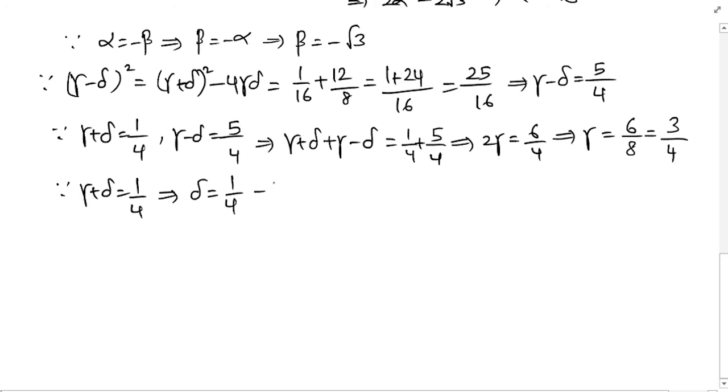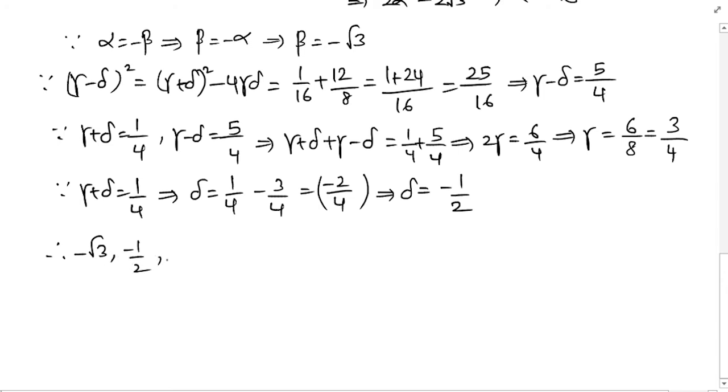1 by 4 minus 3 by 4. So that is equal to minus 2 by 4. So that implies delta is equal to minus 1 by 2. So therefore the roots are minus root 3, minus 1 by 2, root 3 and 3 by 4. These four are the roots of our given equation.